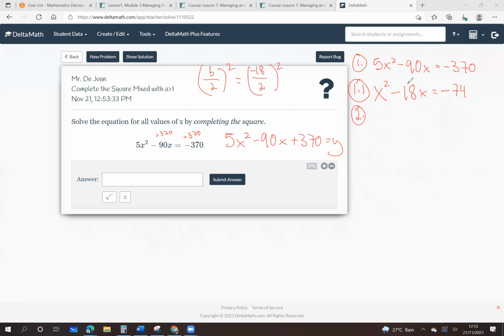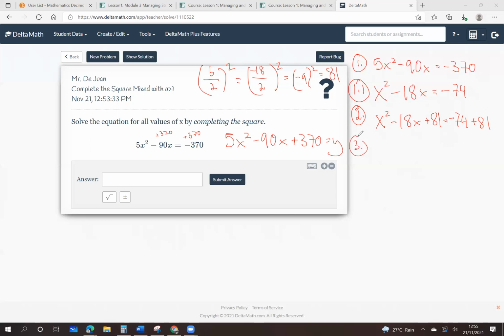Always use your new b term. Not the original, the new. The new. Eso es fundamental. Negative 9 squared equals 81. Okay. So we have x squared minus 18x plus 81 is equal to negative 74 plus 81.